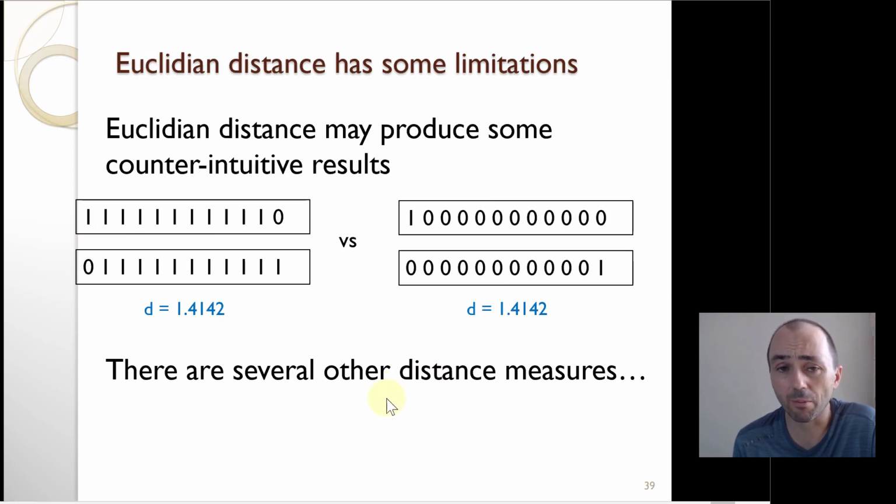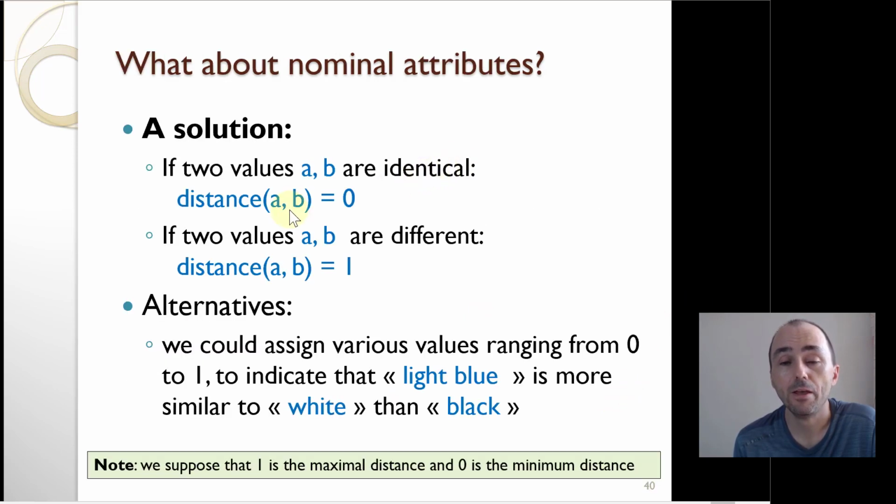To solve this problem, there are some other distance measures. For the nominal attributes, what we can do more generally is this: if two values a and b are identical, we say the distance between them is 0. Zero means they are the same. And if two values a and b are different, we say the distance is 1. So this is one way to deal with nominal attributes.